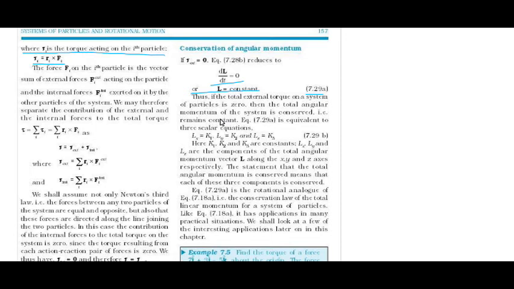Equation 7.29a is the rotational analog of equation 7.18a, that is, the conservation law of total linear momentum for a system of particles. It has application to many practical situations. We shall look at a few of the interesting applications later in this chapter.